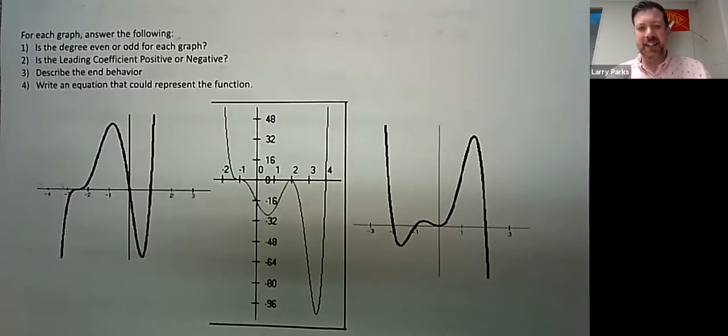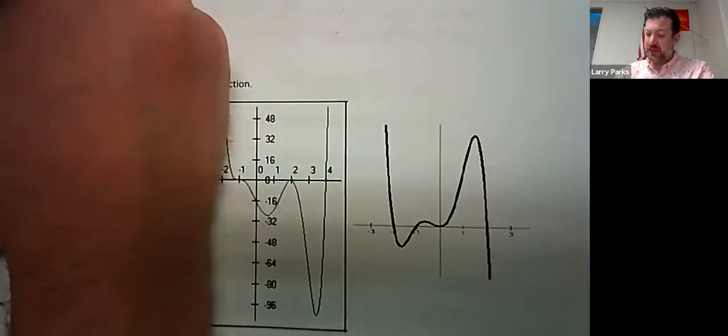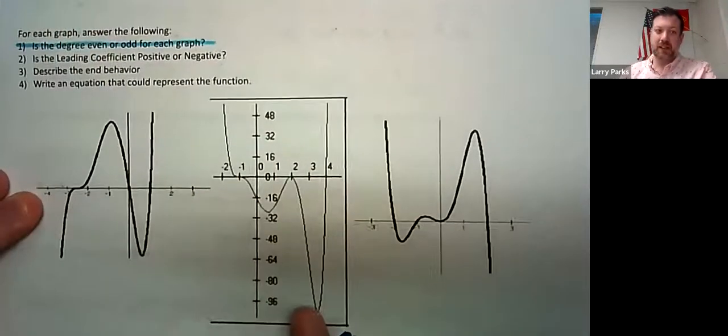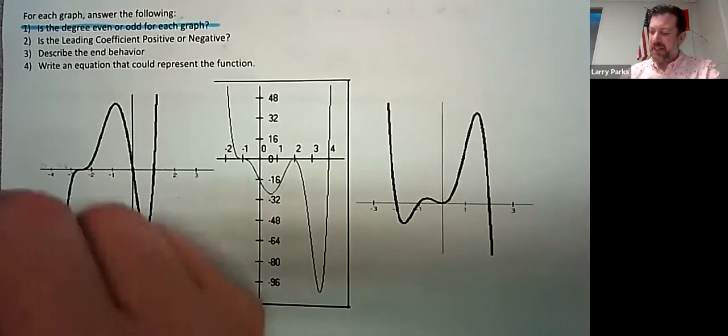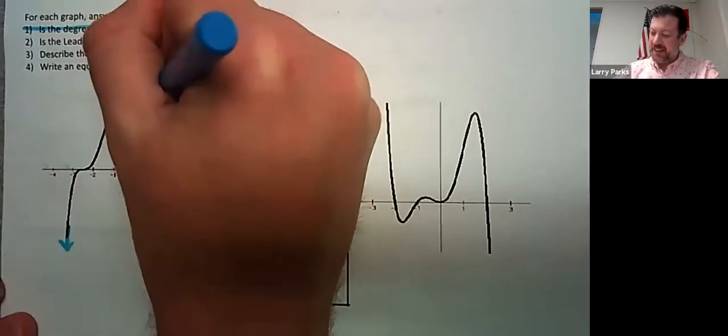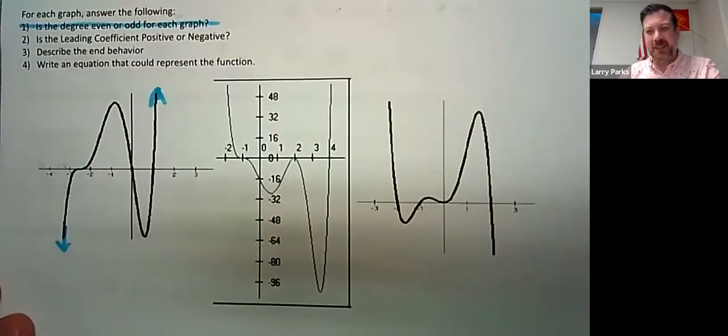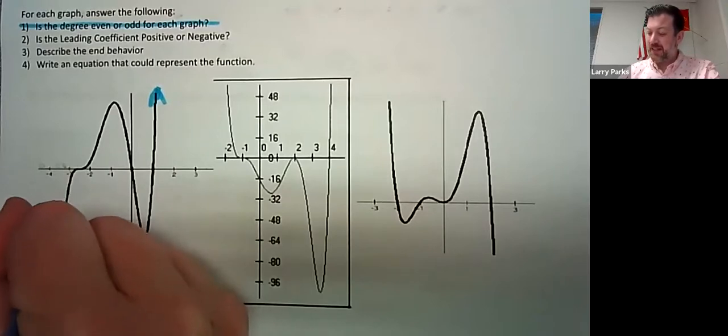Another part is looking at a graph and being able to answer these questions. And I think I'm going to go through them one by one for each. So the first question, is the degree even or odd based off the graph? Okay, so here we'll do it like this. Blue. That's actually pretty easy. Even or odd. Whenever they go, see how this one goes down and this one goes up? Anytime they do the opposite, then it's odd. It has to be odd degree. So for number one, we would say odd.